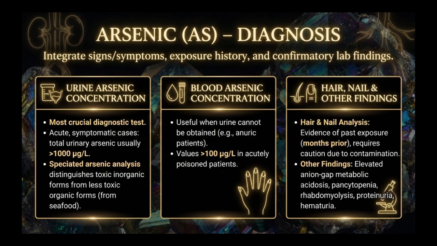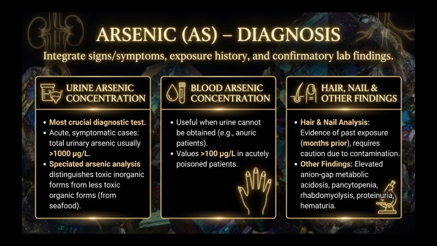Speciated arsenic analysis can differentiate between the toxic inorganic forms and the less toxic organic forms commonly found in seafood, which often lead to diagnostic confusion. Blood arsenic levels are also useful, especially when urine samples cannot be obtained, such as in patients who are unable to urinate. In cases of acute poisoning, blood arsenic concentrations tend to be over 100 micrograms per liter. Analysis of hair and nails can provide evidence of past exposure, even months prior, as arsenic becomes incorporated into these tissues during their growth. However, interpreting these results requires caution because external contamination can influence the measurements.